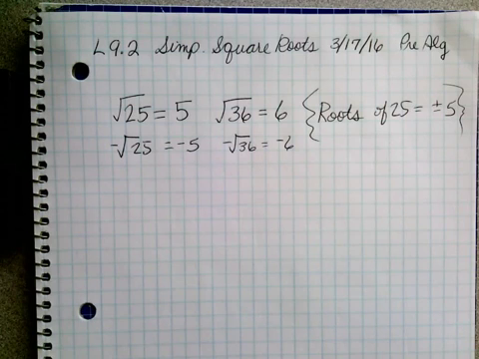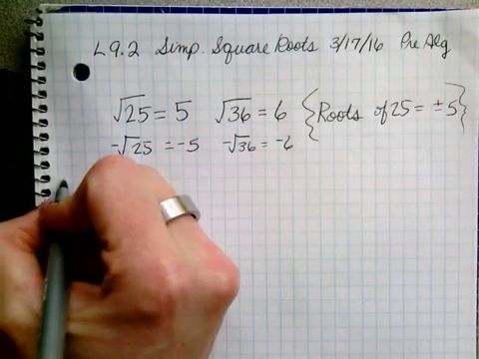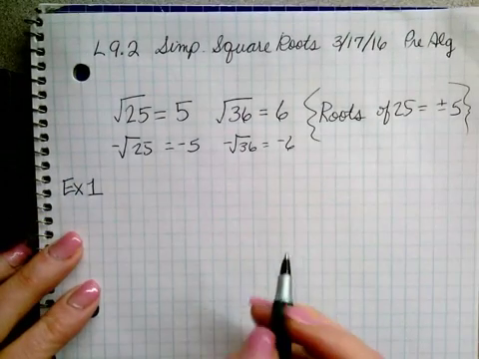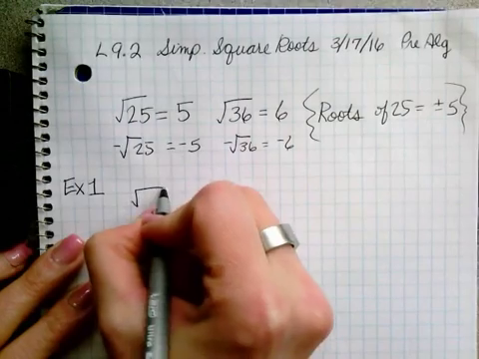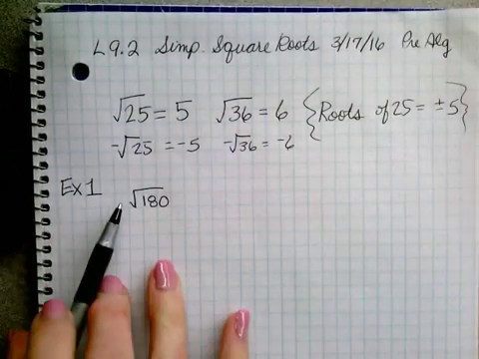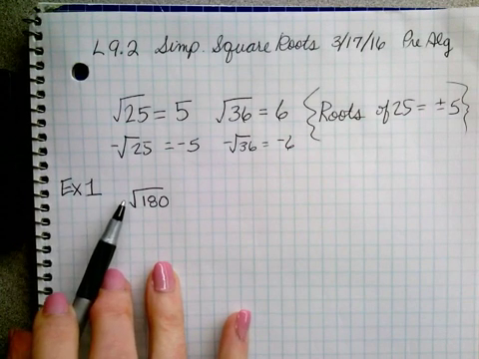What you're going to learn about today is how to work with various numbers that may or may not be perfect squares, or maybe a combination of both. And we're going to kick it off with example 1, where we encounter a square root of 180. Notice there's no sign here, so they're simply asking for the square root of 180.